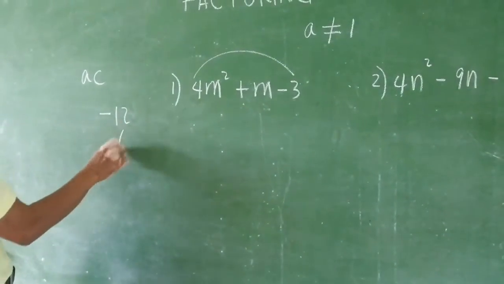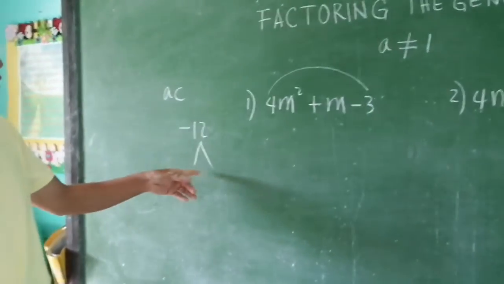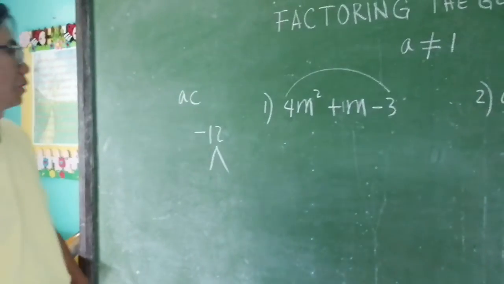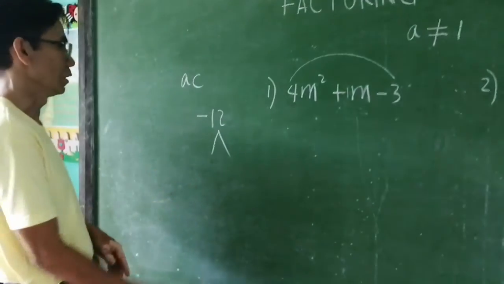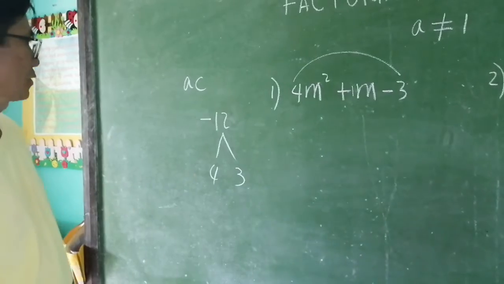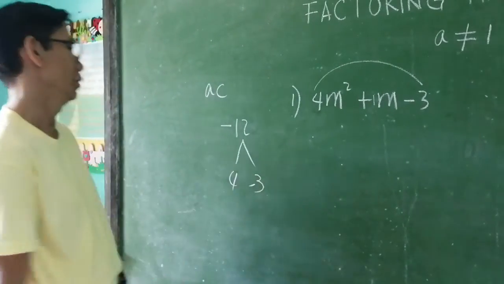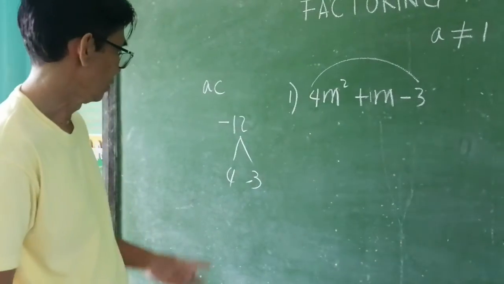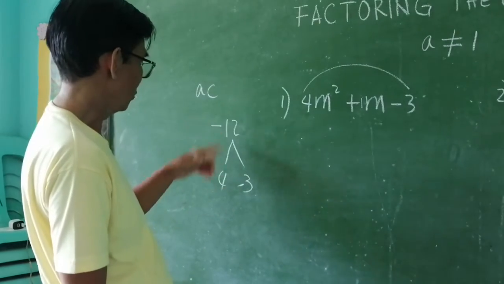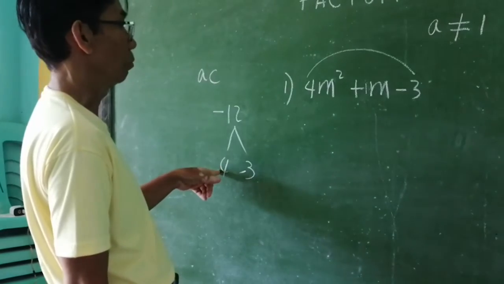Now, you are going to factor negative 12 such that the sum will satisfy positive 1, the coefficient of n. Understood? Immediately, you will think of 4 and 3. But take note of the sign. Since the sum is positive, the positive number must be greater, so the 3 will be your negative. When you multiply you get negative 12, and the sum is positive 1.